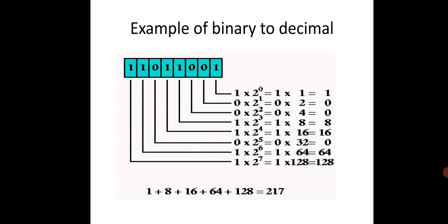So you have to add all these decimal values, that is 1 plus 8 plus 16 plus 64 plus 128, which is equal to 217. So 217 is your decimal number for the binary 11011001.